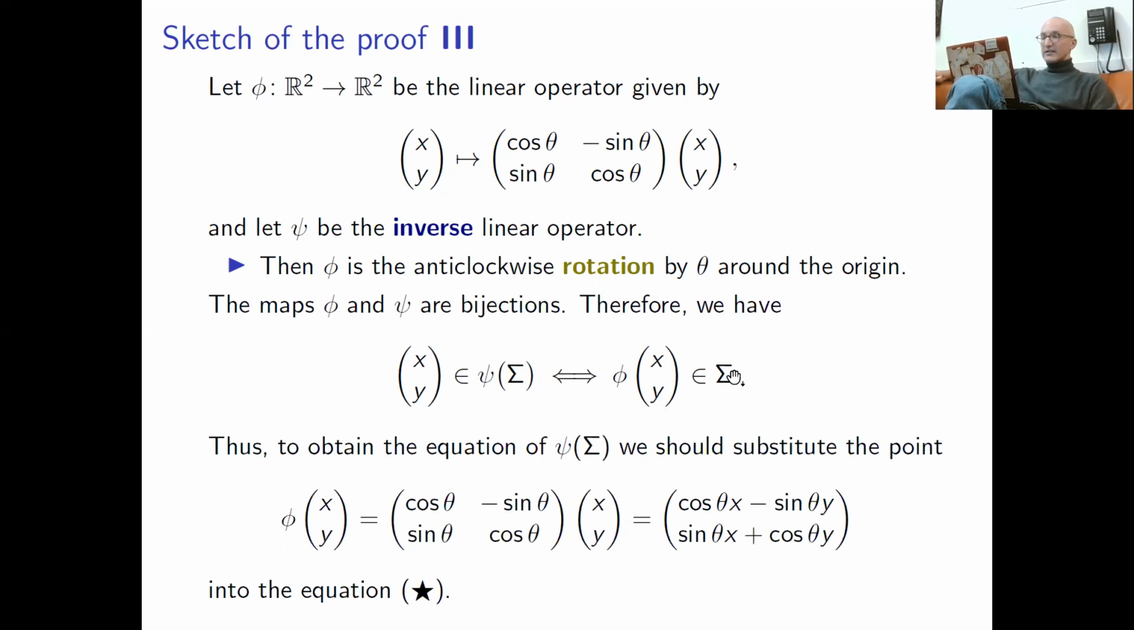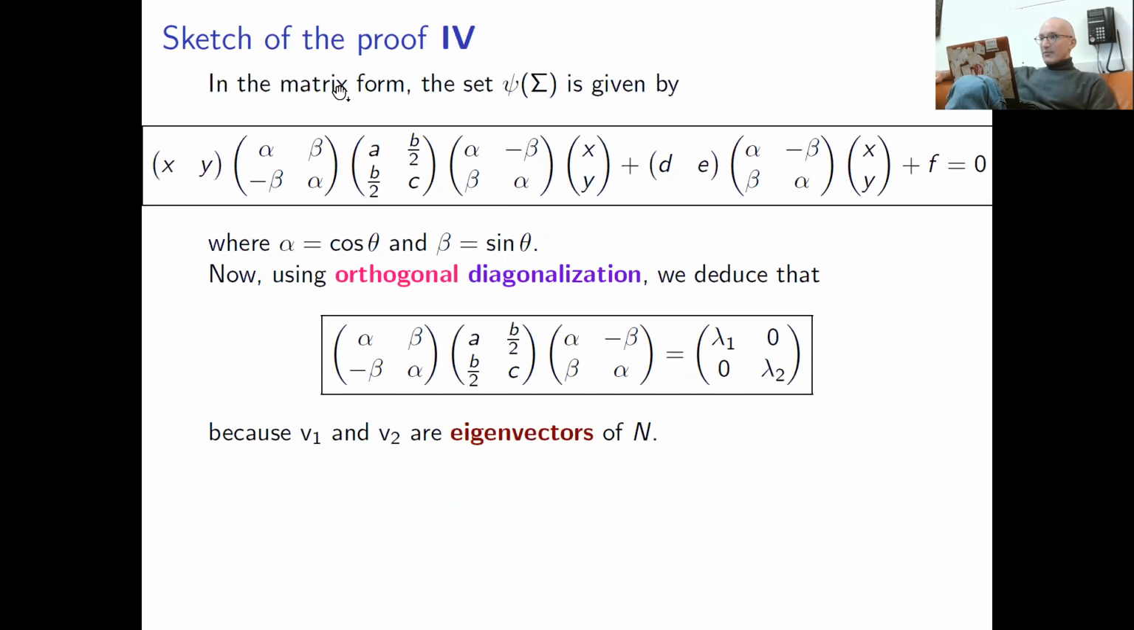And absolutely like I did in the example in the beginning of this lecture, to find the defining equation of the rotated set psi of sigma, what I should do is just take this point and substitute it in the defining equation of sigma. Okay. So let's do this. So I substitute, and this is my defining equation of the rotated curve psi of sigma.